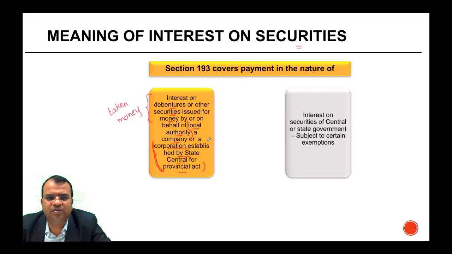Either of these three can be the issuers. Second, interest on securities of central or state government. If the central or the state government issue any security, on that if you pay interest, that is covered as interest on securities. Of course, there are some exemptions in which cases the withholding tax may not apply.